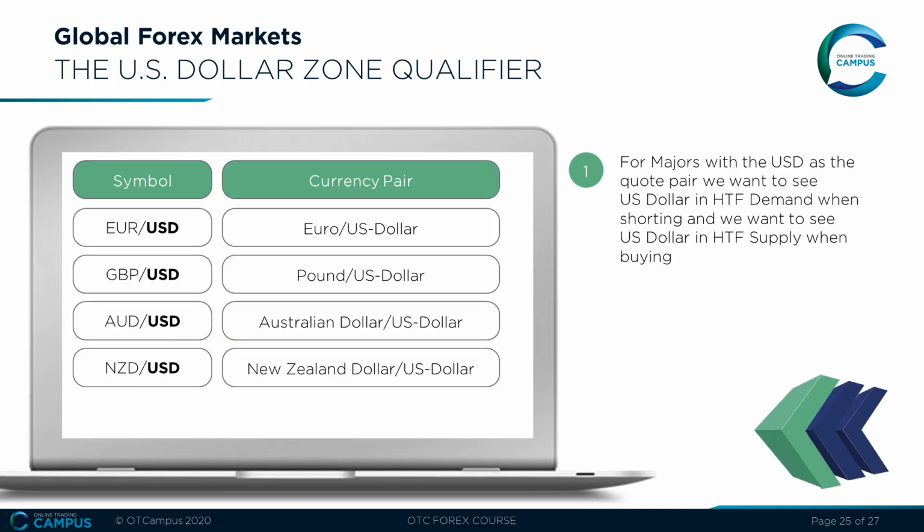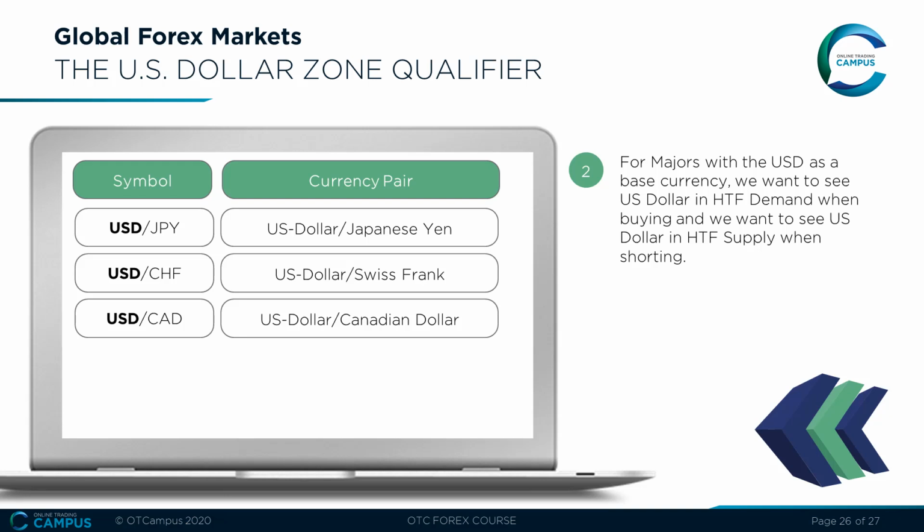As a general rule, for majors with the US dollar as a quote currency, like the Euro USD, Aussie USD, New Zealand USD, and GBP USD, we want to see US dollar in higher timeframe demand when shorting, and we want to see US dollar in higher timeframe supply when buying. For majors with the US dollar as a base currency, like the USD JPY, the USD CHF, and the USD CAD, we want to see US dollar in higher timeframe demand when buying, and we want to see US dollar in higher timeframe supply when shorting.